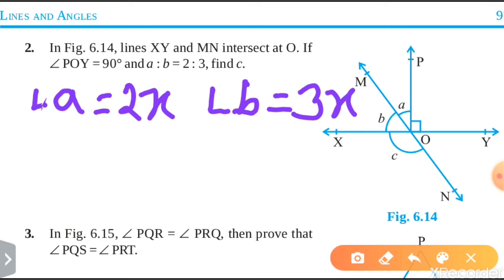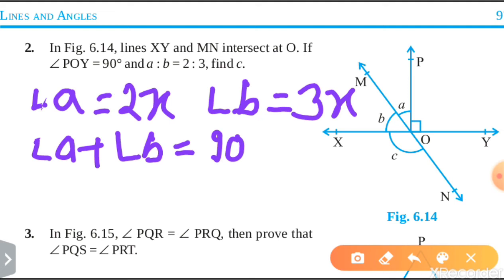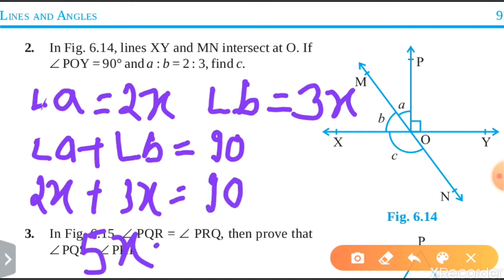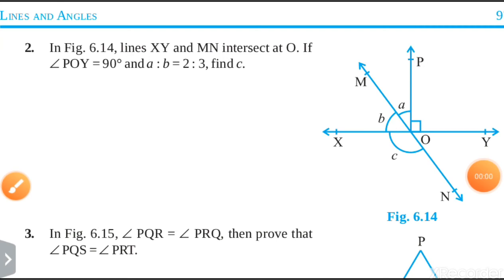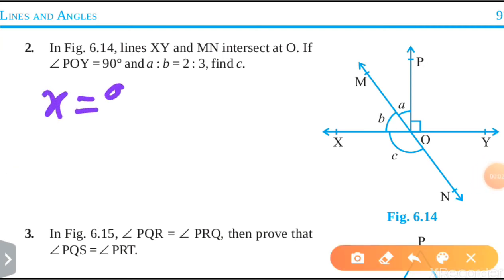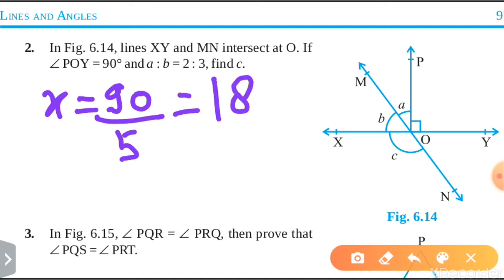Now you can see that if angle POY is 90 degree, obviously A plus B will also be 90 degree. Why? Because the half part is 90, so the next half part will also be 90 degree. So we can write angle A plus angle B is equal to 90 degree. Now we have to substitute the value. At the place of angle A you write 2x plus 3x is equal to 90. So we can write 5x is equal to 90. Hence x is equal to 90 upon 5. You can see that the value of x is 18.